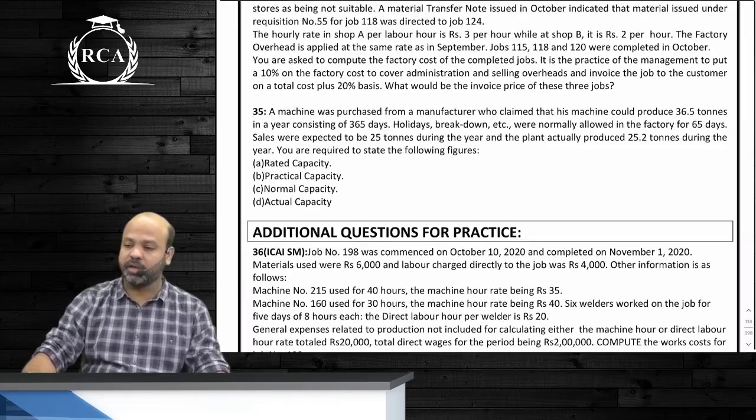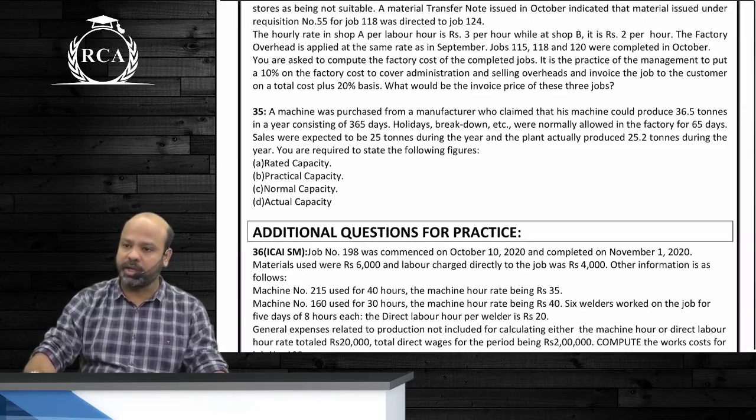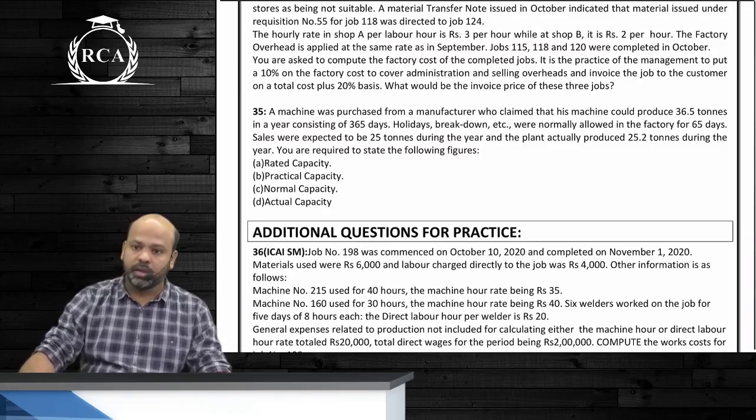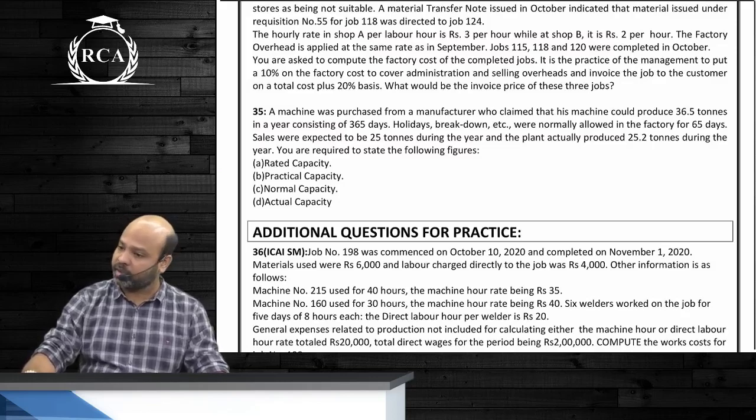35th question, guys, is in relation to different types of capacities in a plant. We have something called rated capacity, practical capacity, normal capacity, and actual capacity. The word rated capacity, guys, means maximum possible capacity for which a plant can be used.